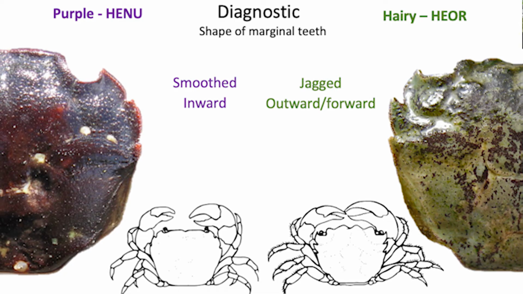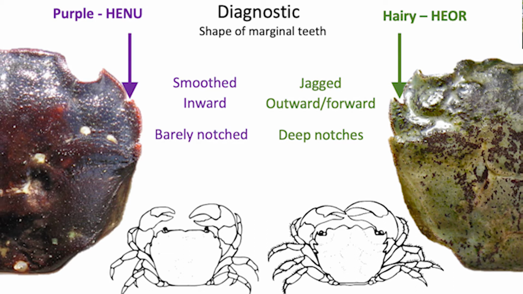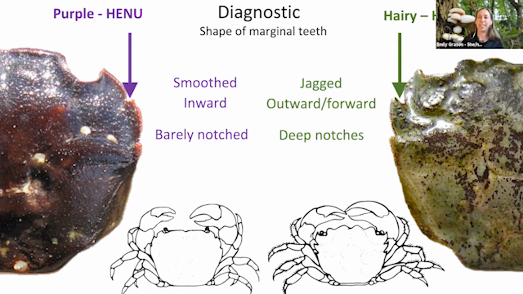Another way to look at the teeth is actually to look for the space between the teeth. So because the hairy shore crab have more pronounced outward facing marginal teeth, the notches between the teeth themselves are actually more noticeable and larger. They have deep notches. Purple shore crabs barely have notches between their marginal teeth, and they almost appear as just a faint blip on the radar there. And that's, again, because it looks like someone sanded the teeth down so that the notches aren't quite as deep.